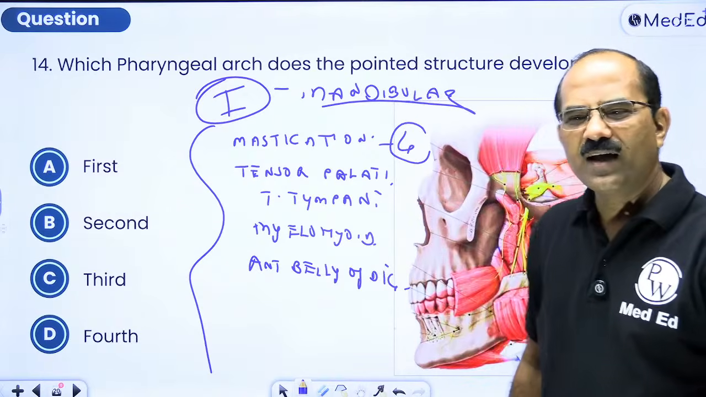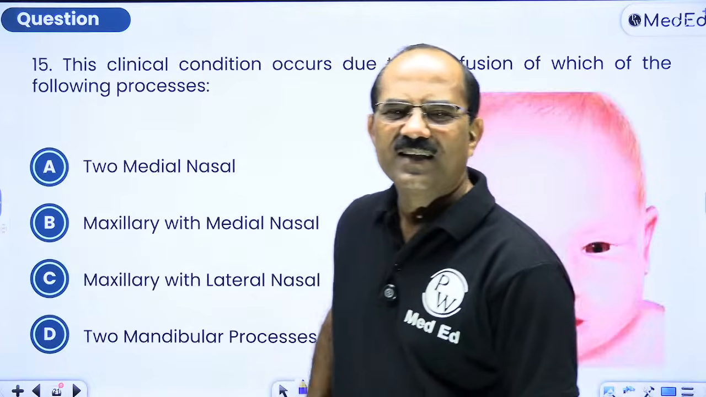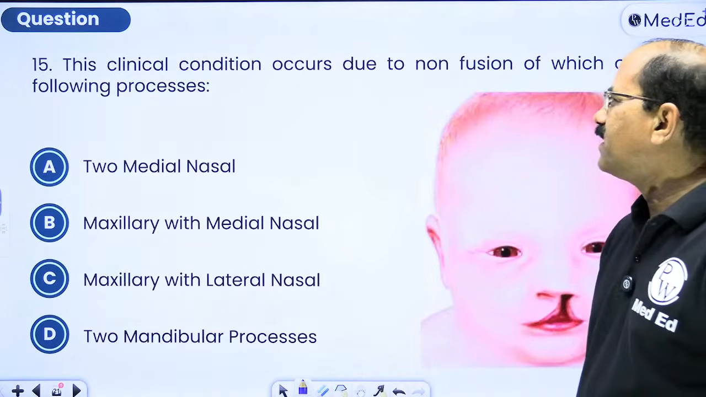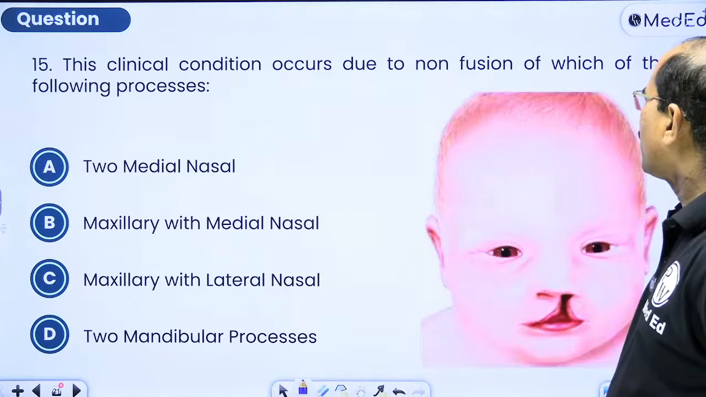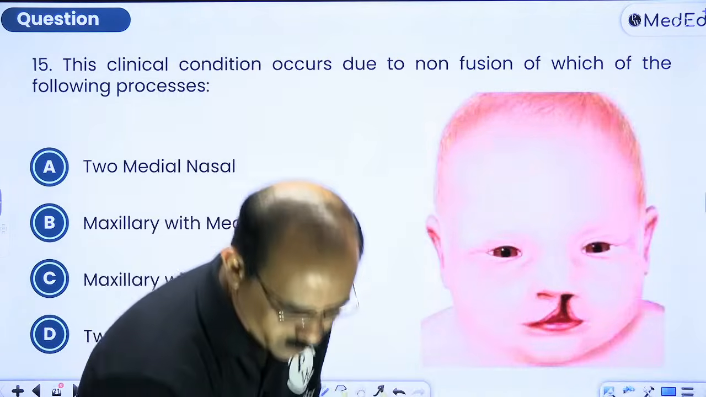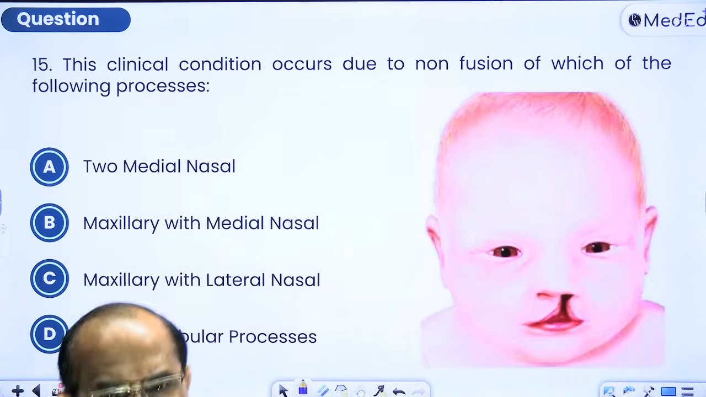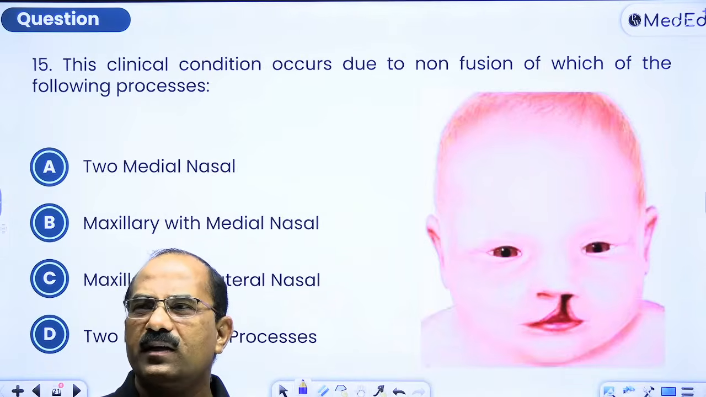Fine, children, come on. Are you able to follow this? Yes. See the next MCQ. This clinical condition occurs due to non-fusion of which of the following processes? Tell me, children. What is this clinical condition? Can you say the name of the clinical condition?